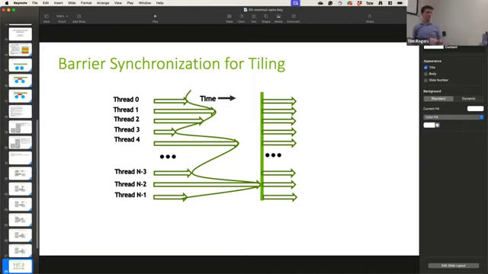And this is a nice visualization of things not synchronizing. Now, if this says threads, in reality, it's warps, right? Whole warps reach the barrier, and whole warps wait when you're doing these kinds of things. Questions on this? All right.